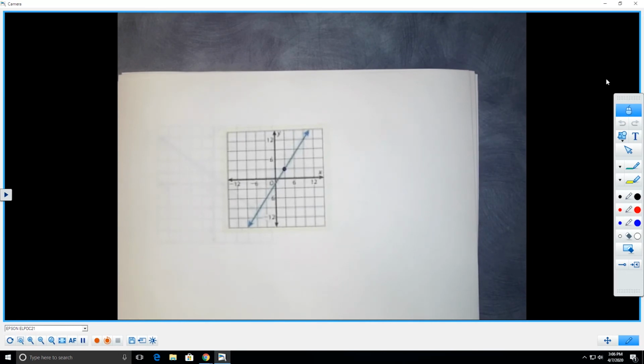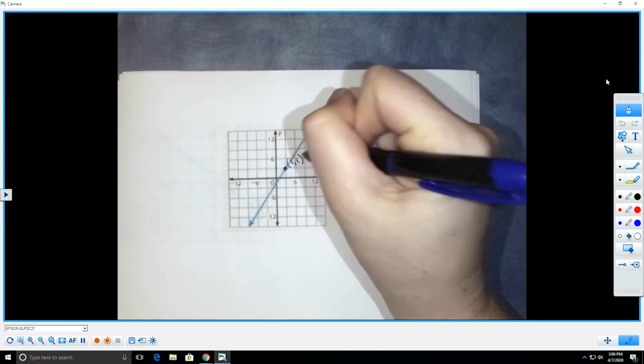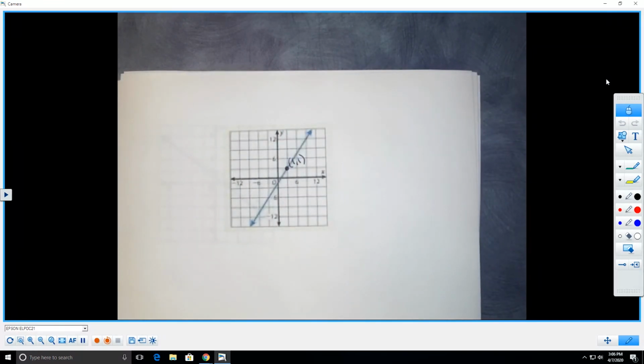This point on the line can be represented by the ordered pair 1, 1, where the first one represents the horizontal shift and the second one represents the vertical shift. Now see if you can find at least one other point that can be represented by an integer ordered pair. In other words, that goes perfectly through the grid.